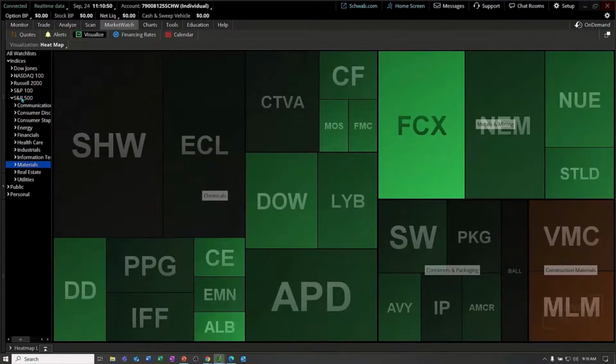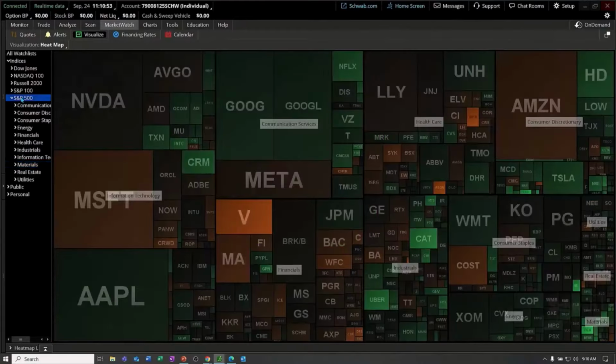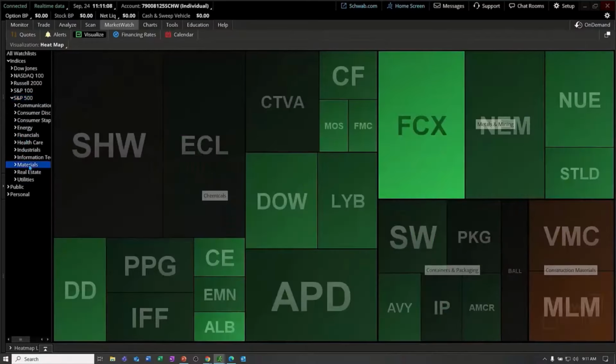So we click on the S&P 500. Where's materials? Follow my cursor. It's all the way in the right. Why is it so small? Because it only represents 3% of the S&P. If you expand this, it's going to show you materials. And now it just zoomed in. So you tell me what stock we're probably going to look at. Which one are we going to look at?